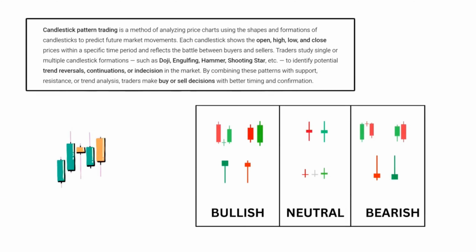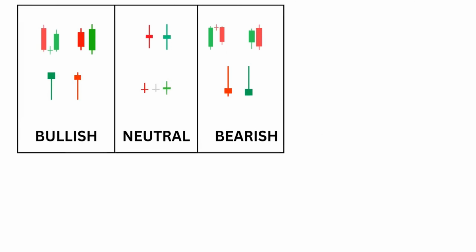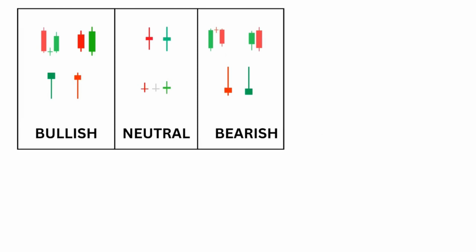Next, candlestick patterns. Candlestick patterns are specific candle formations that help predict future price movements. They are categorized into bullish and bearish patterns. One common mistake traders make is trading every candlestick pattern they see on the chart. This is incorrect. A bullish pattern should only be traded from areas where upward movement is likely, such as support levels, demand zones, bullish fair value gaps, bullish order blocks, or around moving averages during an uptrend.